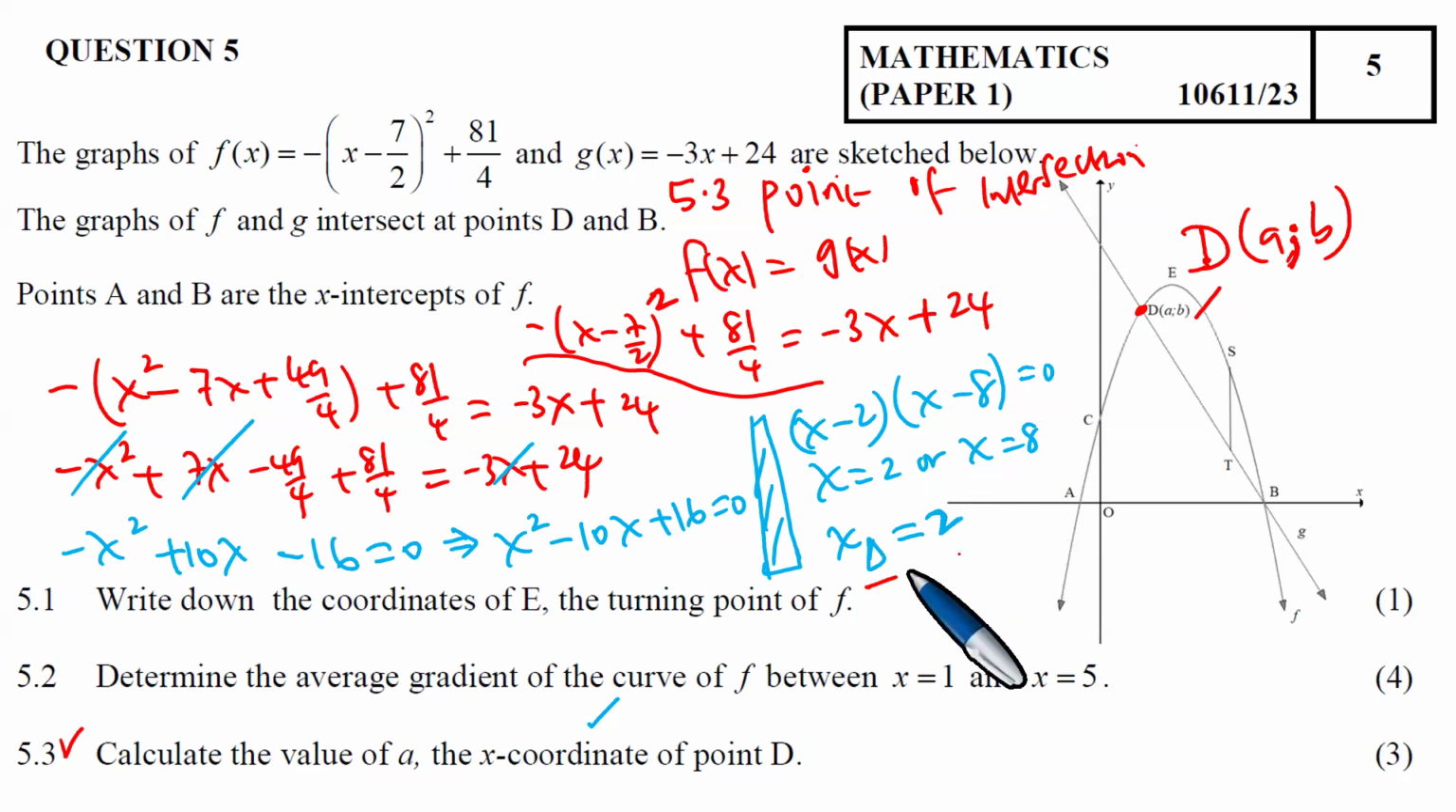The 8 is the x coordinate of D, because indeed the graphs intersect at two points. They intersect at B, but they also intersect at D. But the examiner is interested in D, and D can only be found by equating the two functions, making them equal to each other. Any question?